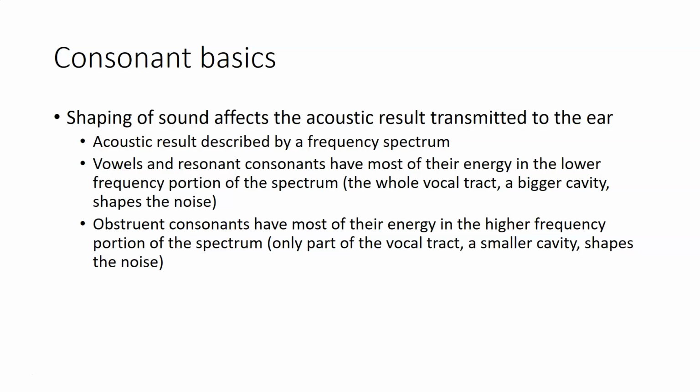And this basic distinction is important, for example, in people with hearing loss, where they tend to lose higher frequencies more than lower frequencies, so the obstruent consonants can be much harder to hear than the vowels and the resonant consonants for that population.